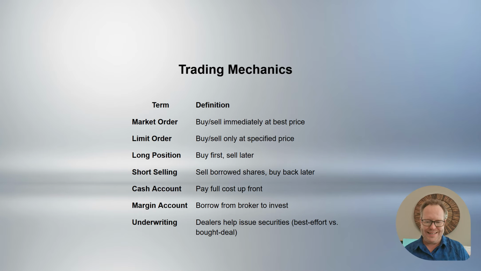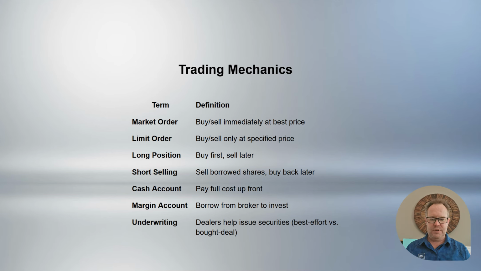Underwriting is where dealers help issue securities. So a dealer might accept the contract to sell X amount of shares from a company. That's underwriting. There are two types of underwriting. One is a best effort. The other one is a bought deal.